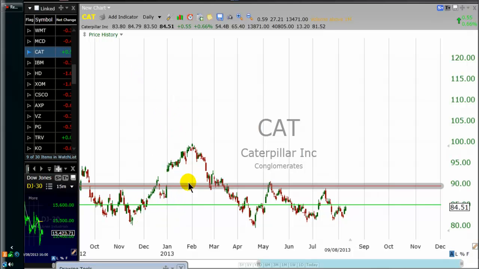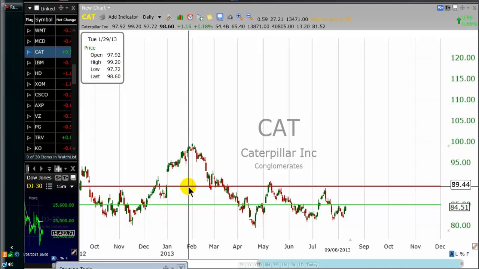Caterpillar, next up, the long-term equilibrium price level. I'm a bit excited this morning. Beautiful weather in London. You can understand that. We don't get that all the time in London.